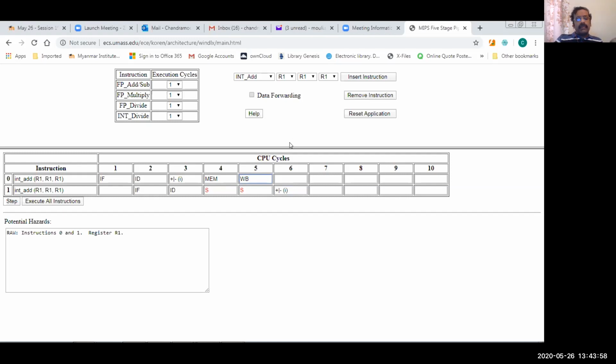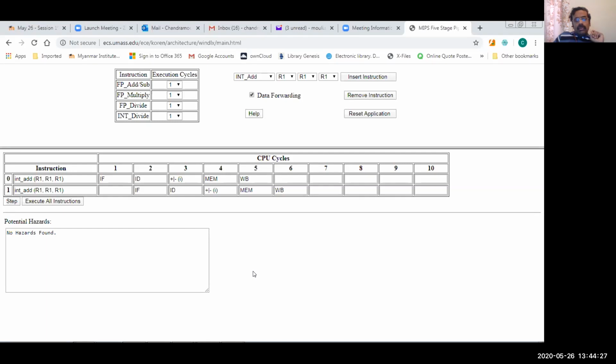Now with the same set of instructions, I can see what will happen if I enable data forwarding. There are two stalls now. Will it become one stall or no stall? So let us see now. I enable data forwarding. I execute all the instructions together so that I know what is happening. Now it is avoided. No stall is there.